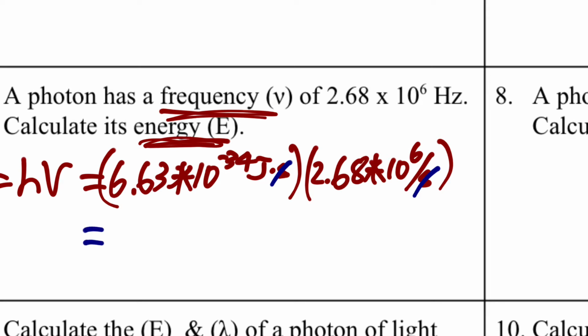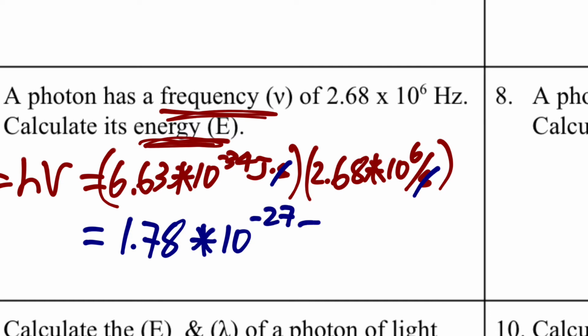So it should be around 1.77684 times 10 to the -27th. But because each of these has 3 significant digits, I'm going to round it to 1.78 times 10 to the -27th power. And the correct unit should be joule, because this is an energy unit. All right.